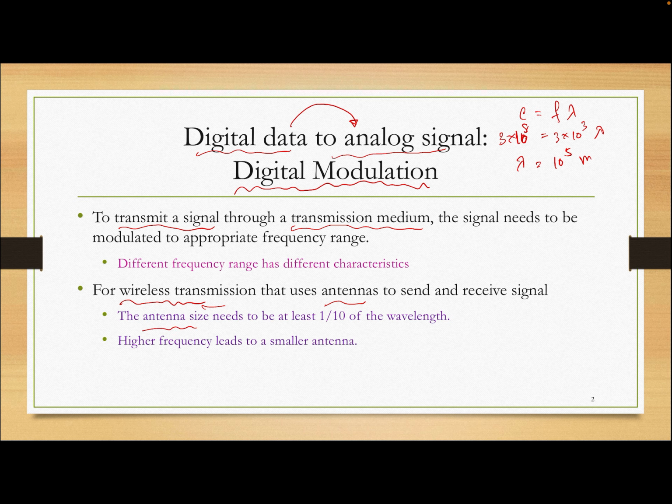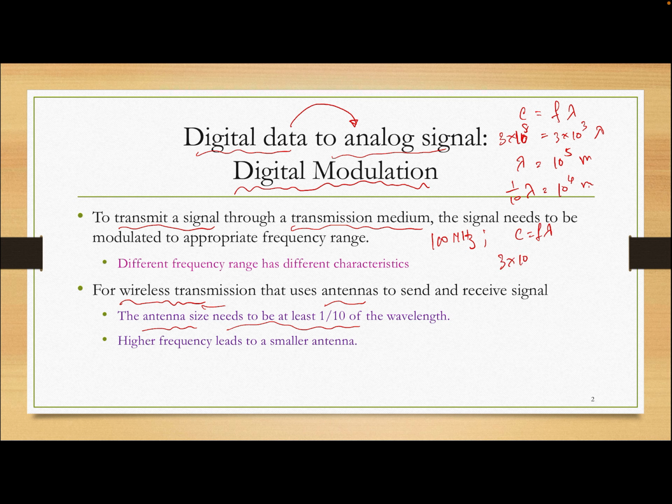We say that the antenna size has to be at least 1/10 of the wavelength. So 1/10 of the wavelength would be 10 to the 4th meters. This is too large to use in practice, so we never use an antenna to transmit human voice directly. But suppose we modulate it to 100 megahertz, which is a radio signal frequency range. So C equal to F lambda.